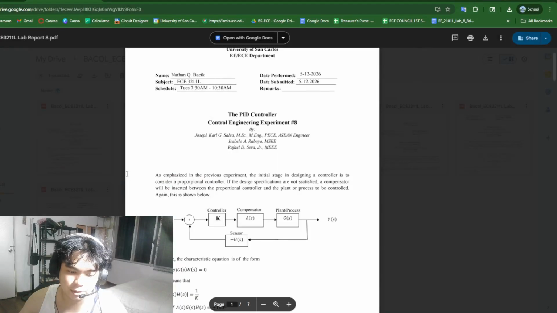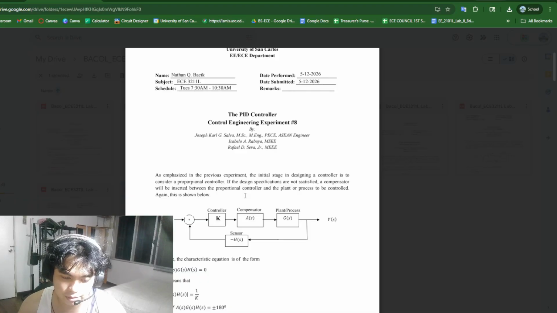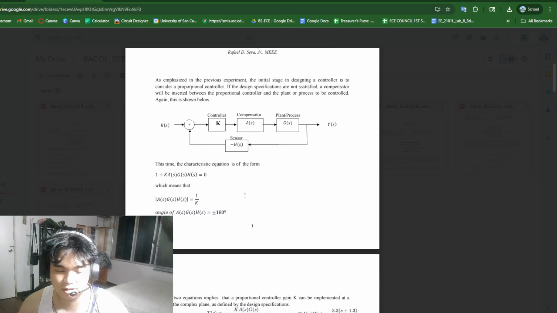So for this last experiment about PID controllers, the main goal here is to understand how different controllers such as the PI, PID, and PD controllers work and how they affect the response of a given plant.